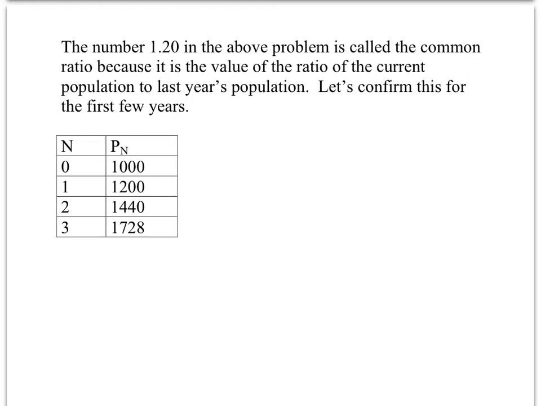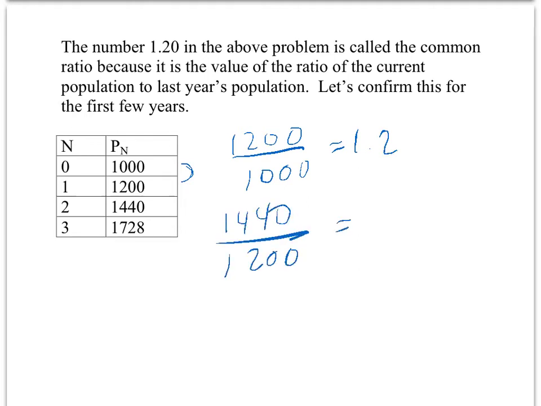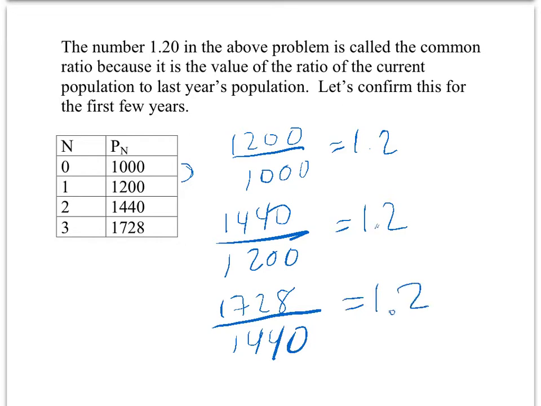That number 1.2 is called a common ratio because it's the value of the ratio of the current population to last year's population for any 2 years. I could check this. 1,200 over 1,000 is 1.2. And 1,440 over 1,200 is 1.2. And 1,728 over 1,440 is 1.2. So that's why we call it a common ratio, but we also think of it as the multiplier, what you multiply each term by to get to the next term in the list.